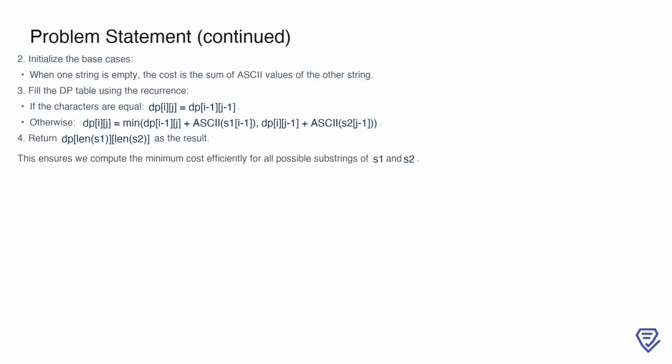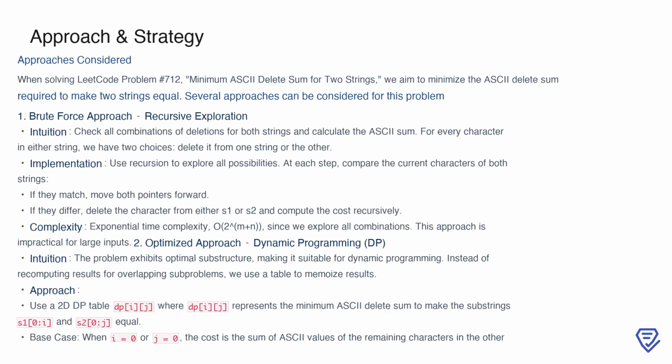This approach ensures we efficiently compute the solution for all substrings of S1 and S2. In this problem, we aim to minimize the ASCII delete sum required to make two strings equal. To solve this, several approaches can be considered. First is the brute force approach, which uses recursive exploration.